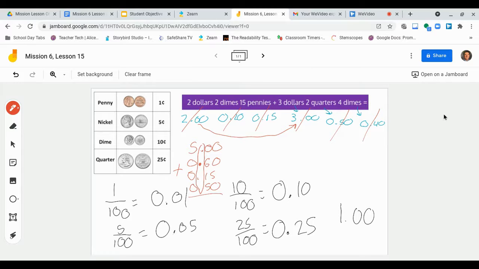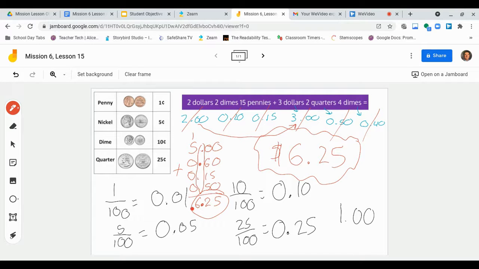0 plus 0 plus 5 plus 0 is 5. 0 plus 6 plus 1 plus 5: 6 plus 1 is 7, and 7 plus 5 is 12. So I put the 2, I have my decimal, and I carry the 1. Now I have 1 plus 5 plus 0 plus 0 plus 0 is 6. And that's it. Now written as money, $6.25.